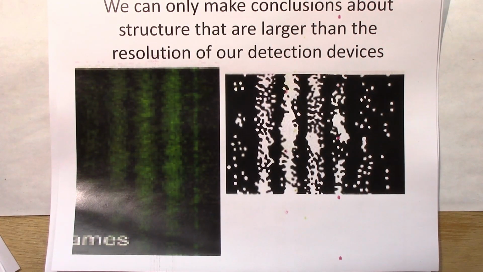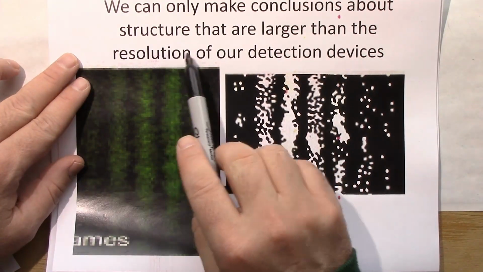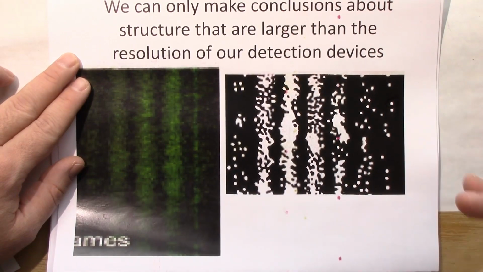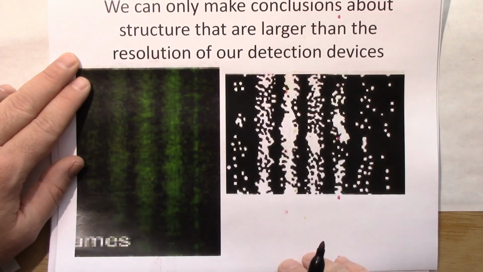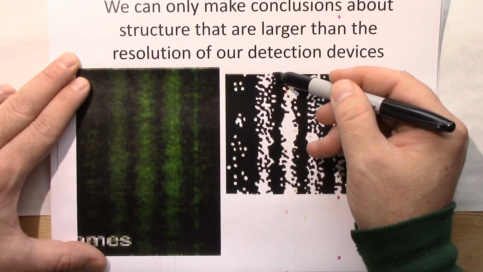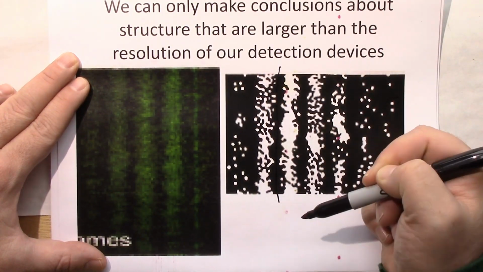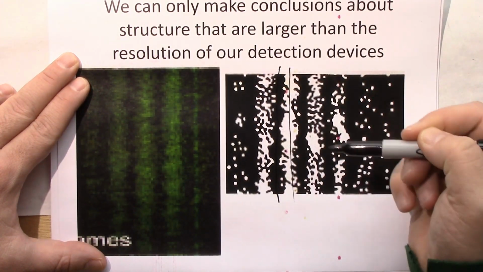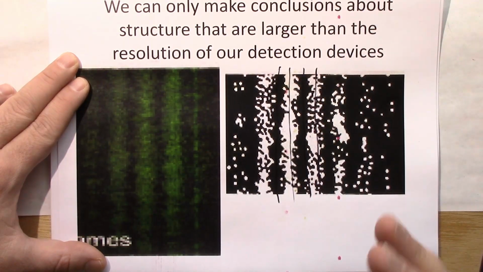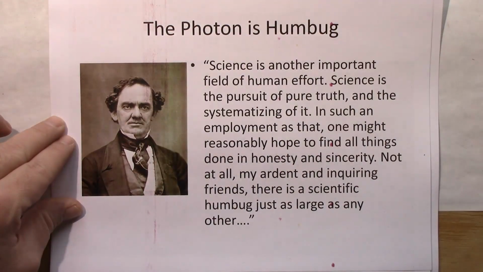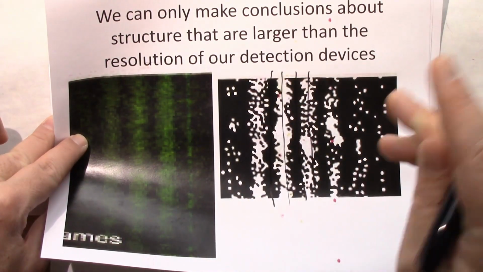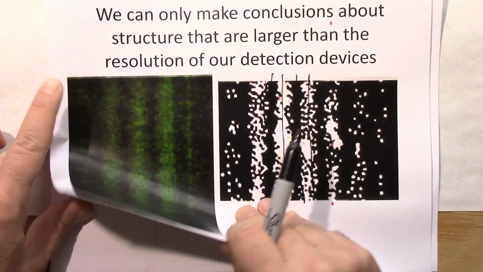Okay, we can only make conclusions about the structures that are larger than the resolution of the detection devices. In other words, you can't attribute anything to an individual pixel that is turned. All you can look at is say, oh yeah, through all this noise, I do see that we have periods of absence of pixels and periods of waves coming through, and that we do have an interference pattern. That's all you can do, because at least these structures are larger than the resolution of your detection means.